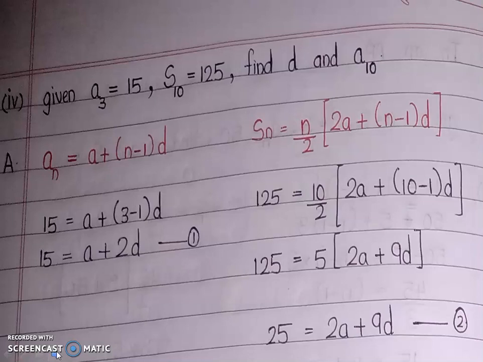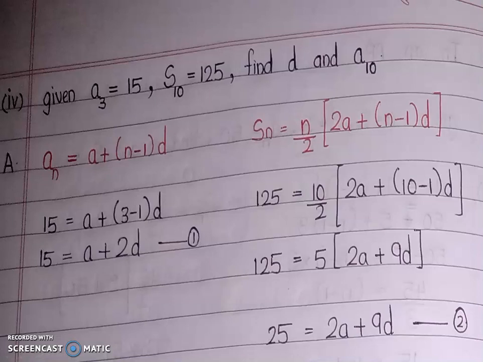Next one, fourth one. Given A3 equal to 15, S10 equal to 125, find D and A10. Okay. Now, here let us see what is given. First term is not given. You can see different types of n values here. In such cases, you will get two equations and you will solve by eliminating method. First, we will take the A3, that is third term. How will you write? A plus 2D is equal to 15.